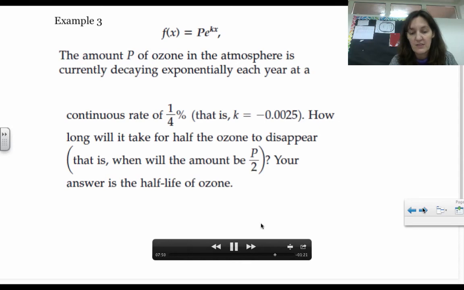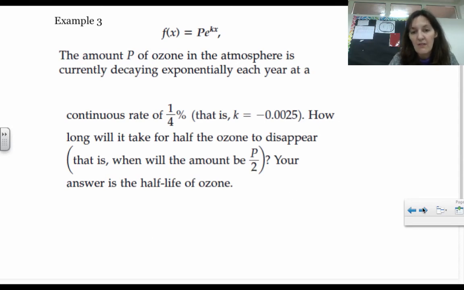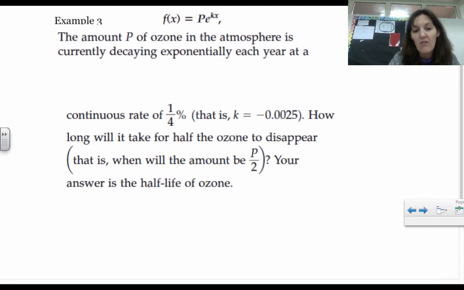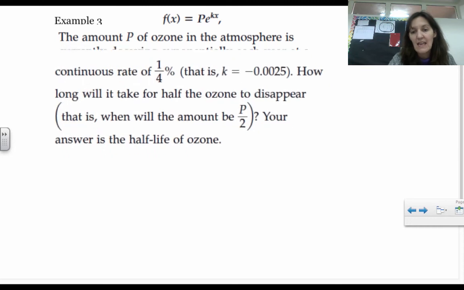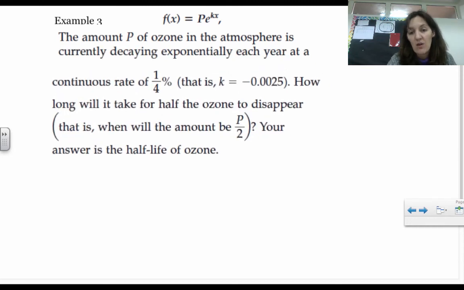Example 3. Okay, this was an interesting problem. The amount P of ozone in the atmosphere is currently decaying exponentially at a continuous rate of 1/4%. That is, k equals negative 0.0025. How long will it take for half the ozone to disappear? So you want half of it to be gone, not the whole thing. But we don't know what P is. But we don't have to. That's the beautiful thing of this.